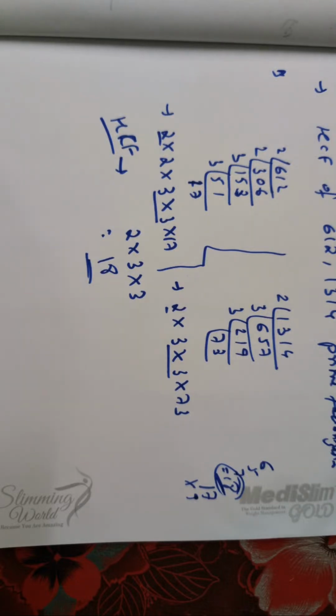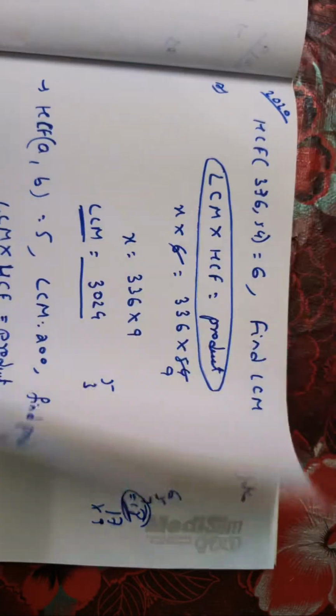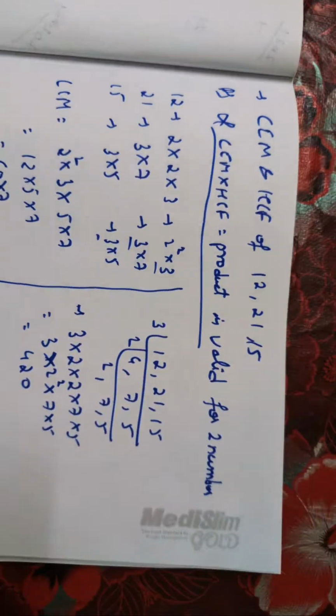The rest of the questions are also similar. They are asking to prove root 5 irrational or root 7 irrational. Those are already explained, so I will not explain that part again.